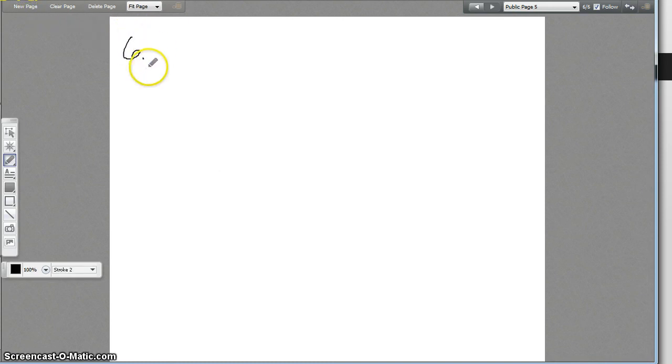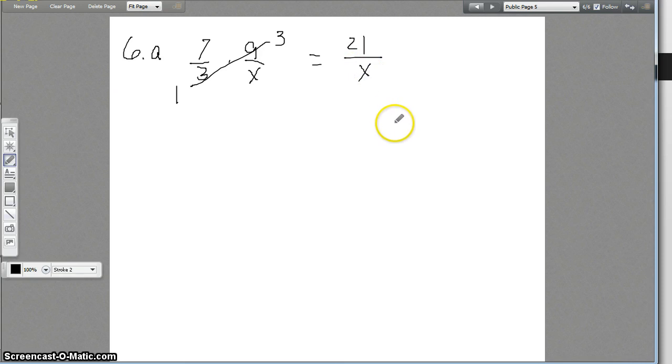Okay, so number 6 says find the following products expressing your answers in simplest terms. So we're only going to be doing products here. And we're going to start with A, 7 over 3 times 9 over x. We look for common terms. We can see 9 and 3 both have a common factor of 3. And so we end up with 7 times 3 is 21, 1 times x is x, and 21 over x is our answer here.